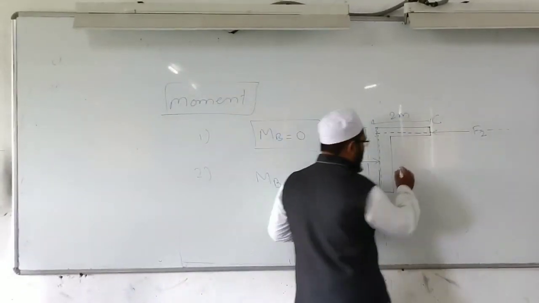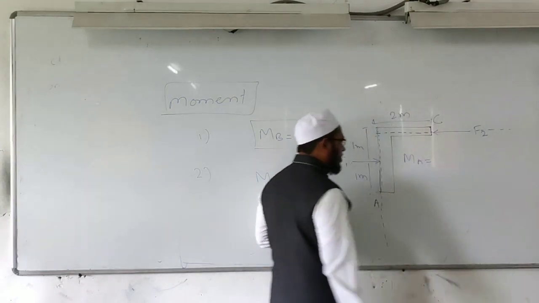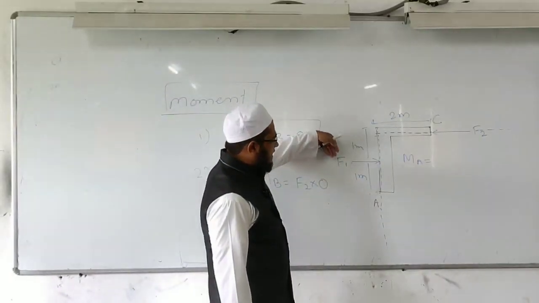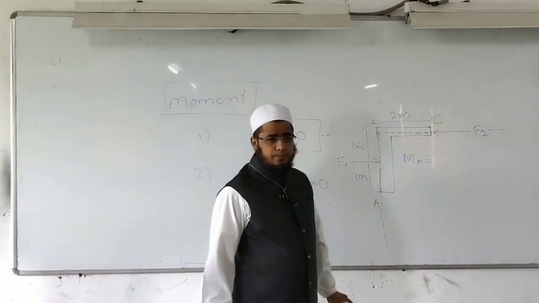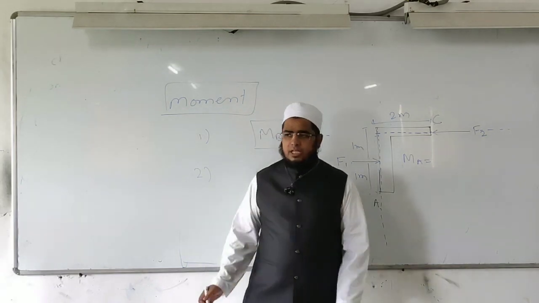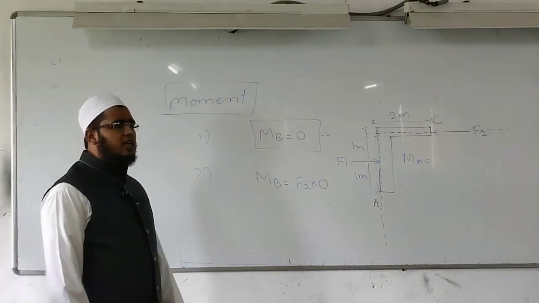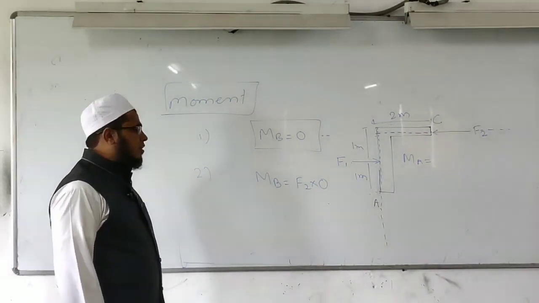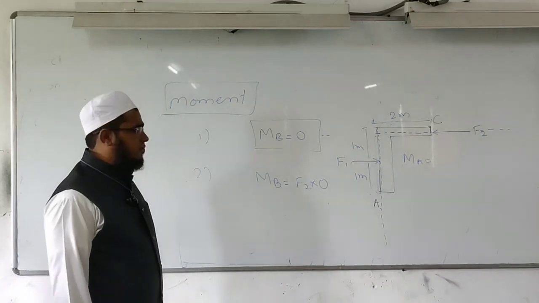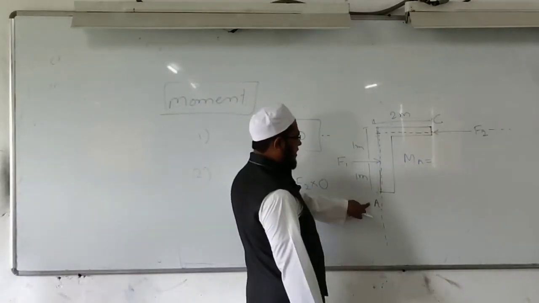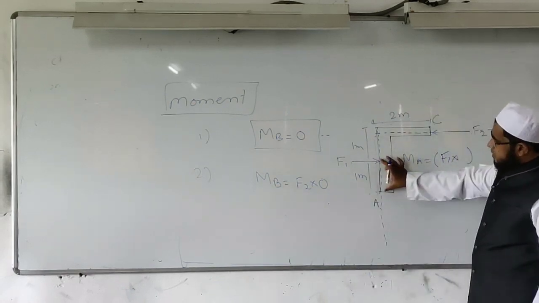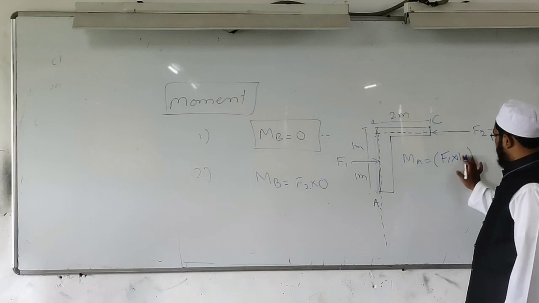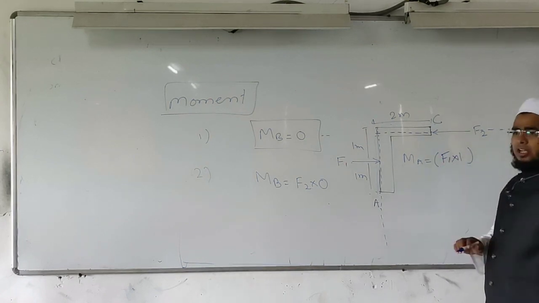If I want to calculate the moment about point A, then I have to take the algebraic sum of the moment due to force F1 and the moment due to force F2. If we take the algebraic sum, then sign convention is very important, so we have to fix a sign convention. We will consider anti-clockwise rotation as positive and clockwise rotation as negative. I will calculate the moment about point A. This is point A, force F1 into the perpendicular distance of 1 meter. F1 into 1.